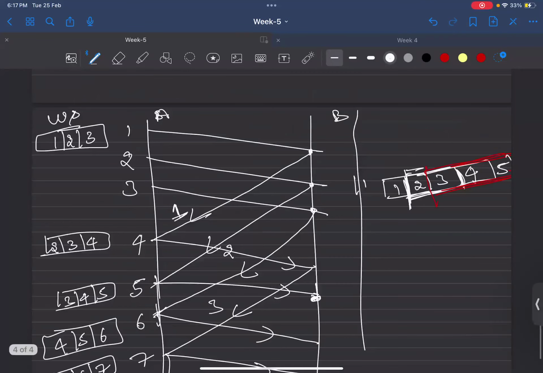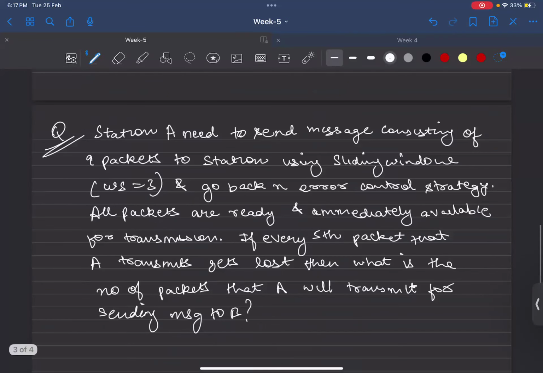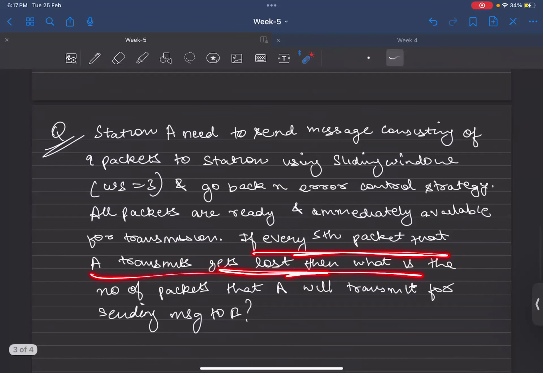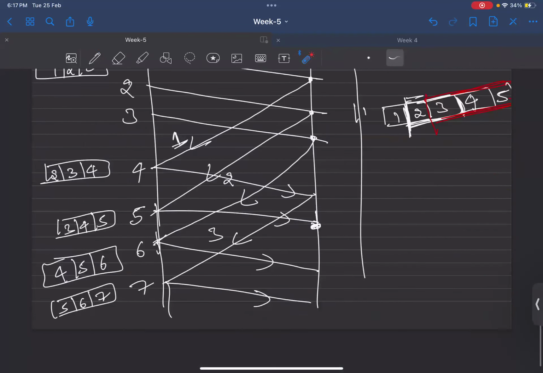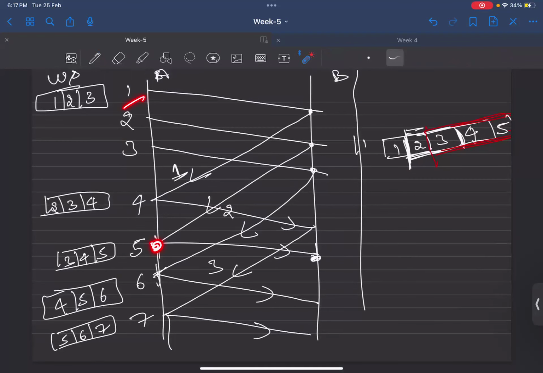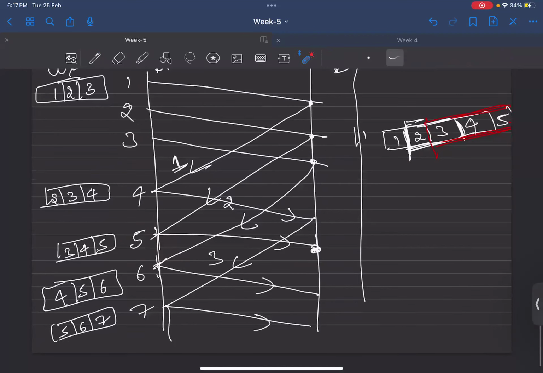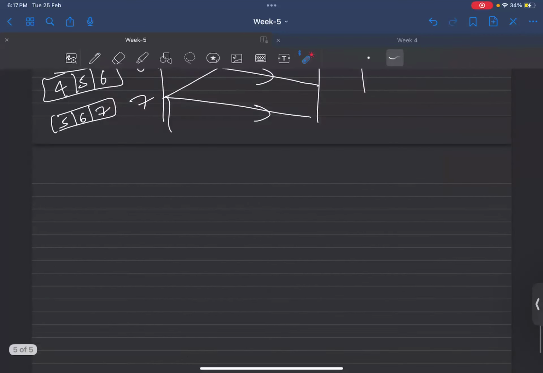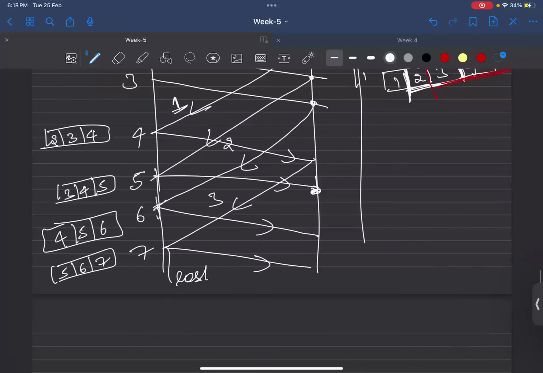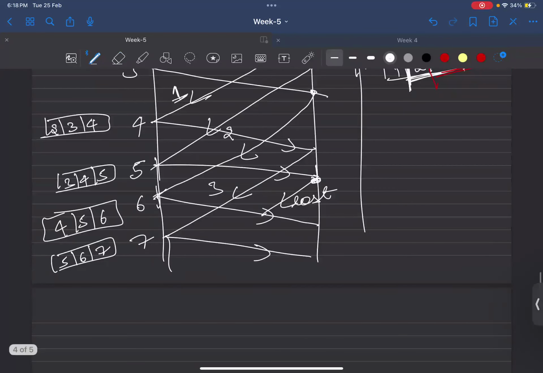But now, as the question says, every fifth packet that A transmits gets lost. I mean the fifth packet: 1, 2, 3, 4, 5. The fifth packet is lost now. I'll not get the acknowledgement for the fifth packet. It is lost. The acknowledgement, when it is arriving, is lost basically. Right here.